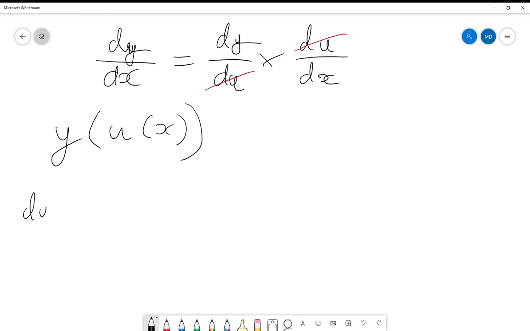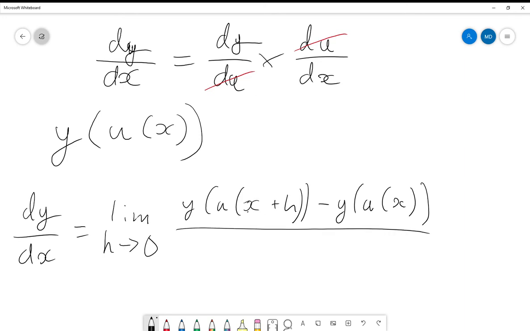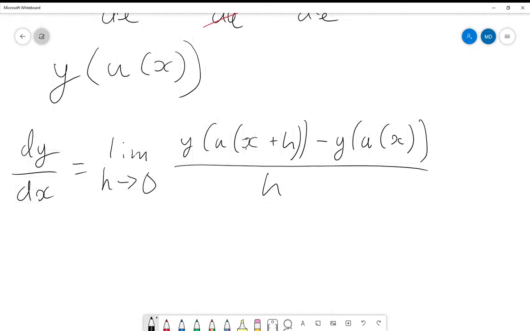Well, we'll think of dy by dx as equal to the limit as h tends to 0 of y of u of x plus h minus y of u of x, and remember, we're differentiating with respect to x here, so it's the x that requires the plus h, and that's all over h. Now, I'm going to make a substitution here, one that's going to change up this limit a bit, but ultimately will give us a helpful insight into how this works.